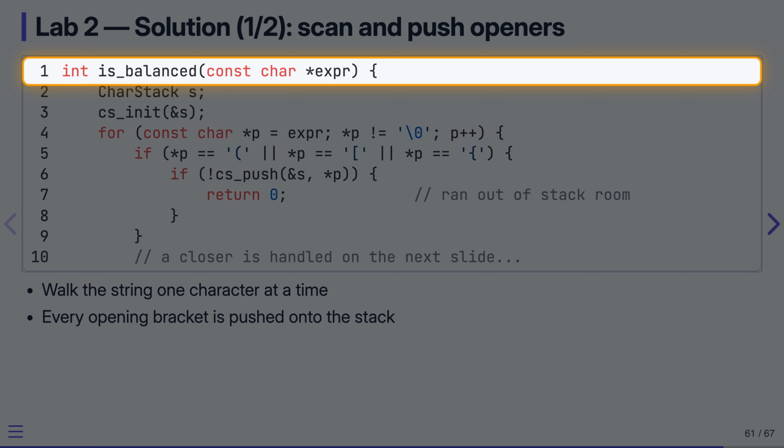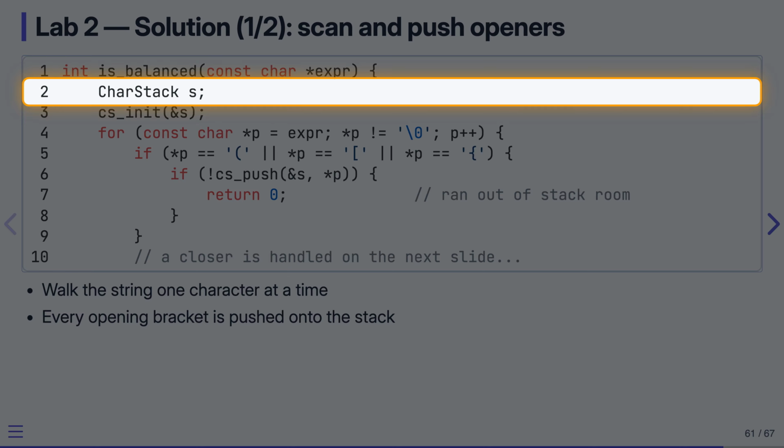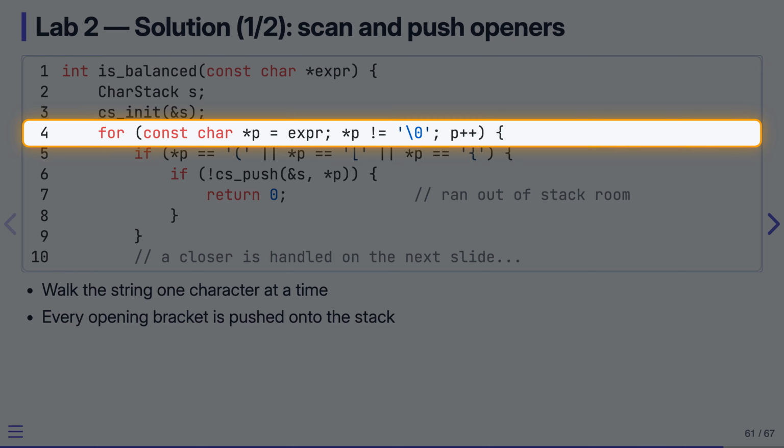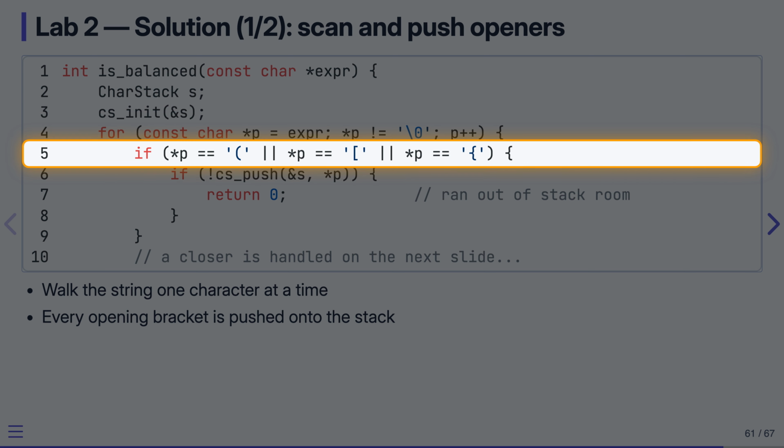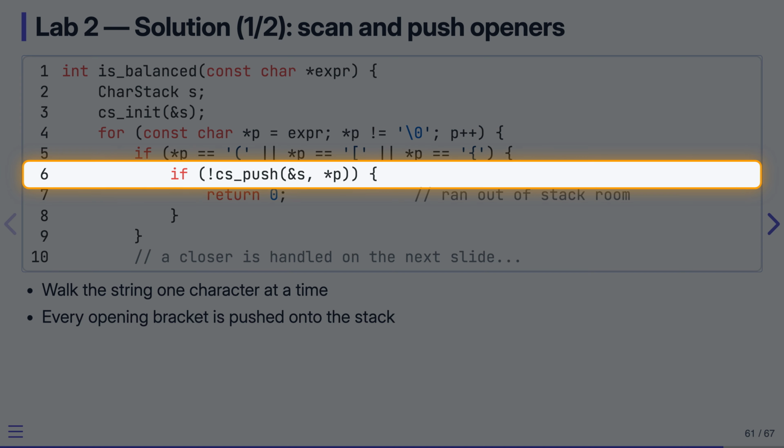Let's walk through the Lab 2 solution. The function is balanced takes the string we want to check. We make a character stack S and set it up empty. We walk the string 1 character at a time until we reach the end marker, the null character. The pointer P steps through the string. If the current character is an opening bracket, round, square, or curly, we push it onto the stack. And if that push fails because the stack ran out of room, we return 0. The closer half of the scan is on the next slide.